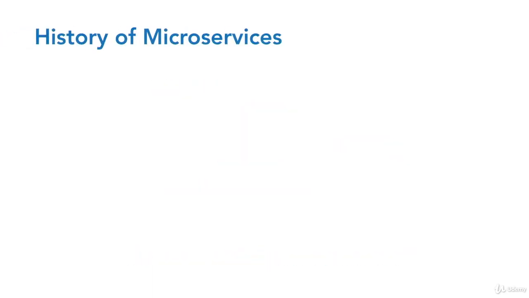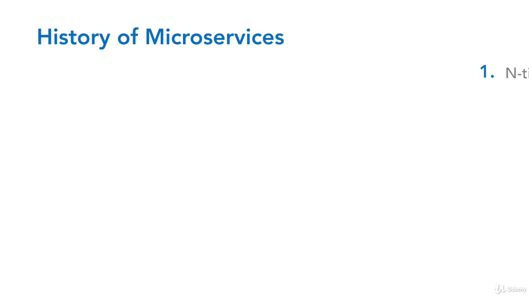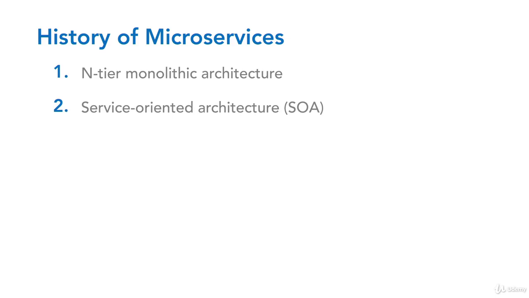In this course, we'll start with a brief history of software architectures for enterprise and internet-based systems. We'll dig into the three biggest patterns that have emerged over the last 10 to 15 years: the monolithic N-tier architectures, the advent of service-oriented architecture or SOA, and the new hotness, microservices.